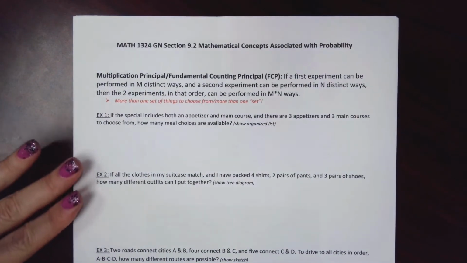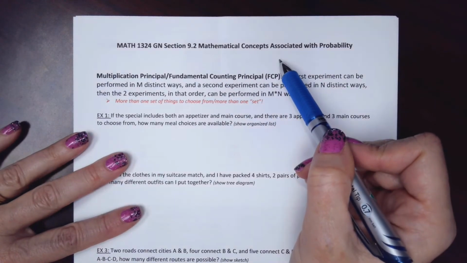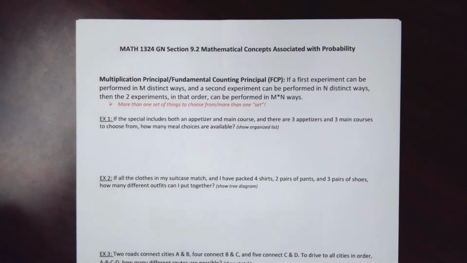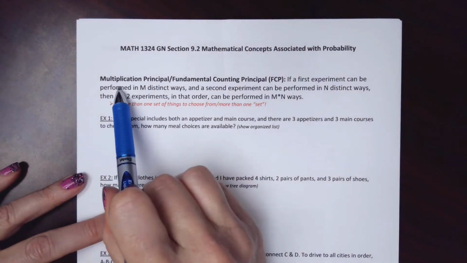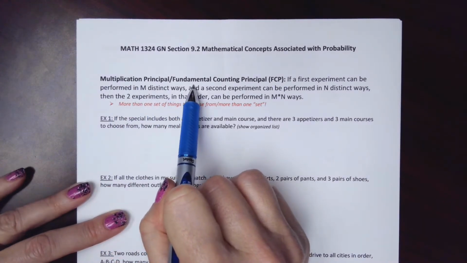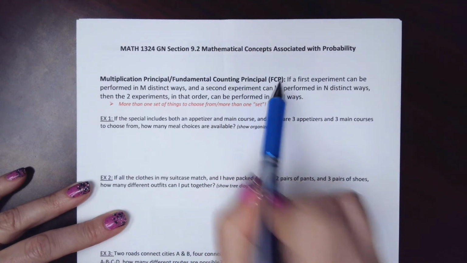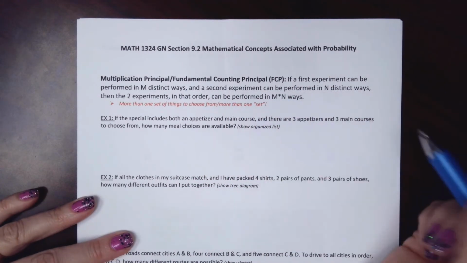All right, in section 9.2, chapter 9, section 2, we're talking about more probability concepts. And I think this section's a lot of fun. We start with the multiplication principle, which is also called the fundamental counting principle. I usually call it the fundamental counting principle of multiplication, FCP. That's just a quick abbreviation for it.